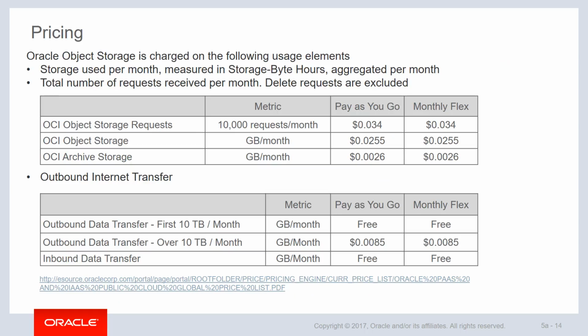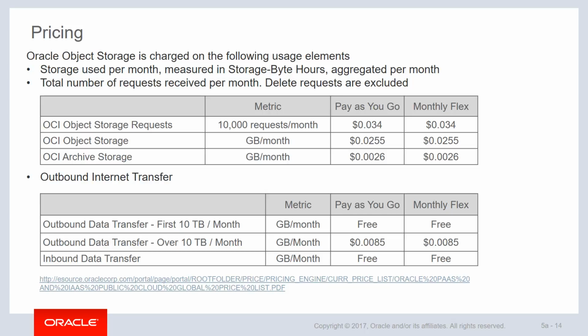Now, when it comes to pricing, object storage, again, is pretty straightforward. It's a pay-as-you-go model based on the amount of storage that's actually consumed. So the rate for standard tier or hot storage is going to be 2.55 cents per gig per month. And for archival storage tier, it's going to be 0.26 cents per gigabyte per month. Now again, it's prorated over the course of the month, and it's only on actually consumed space. There's no need to pre-allocate any amount of space within the object storage service.